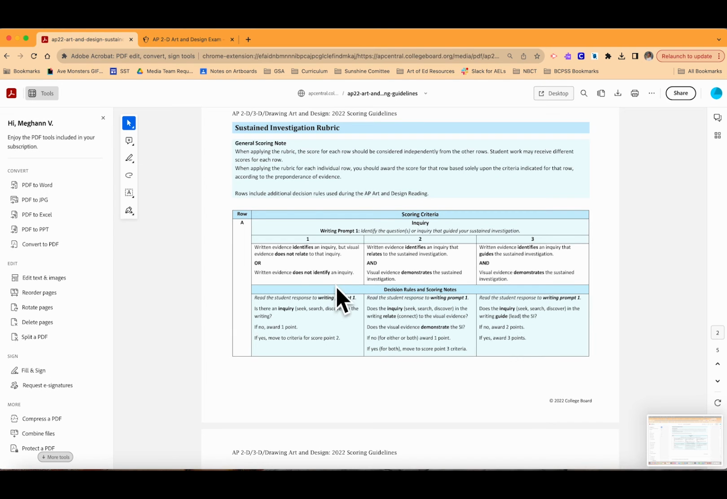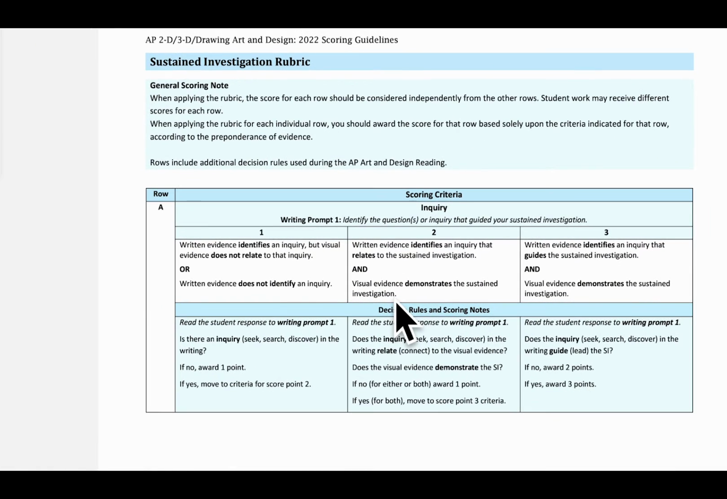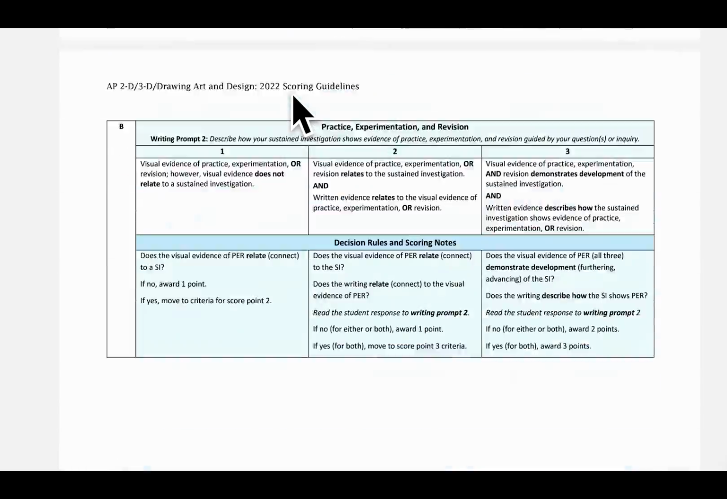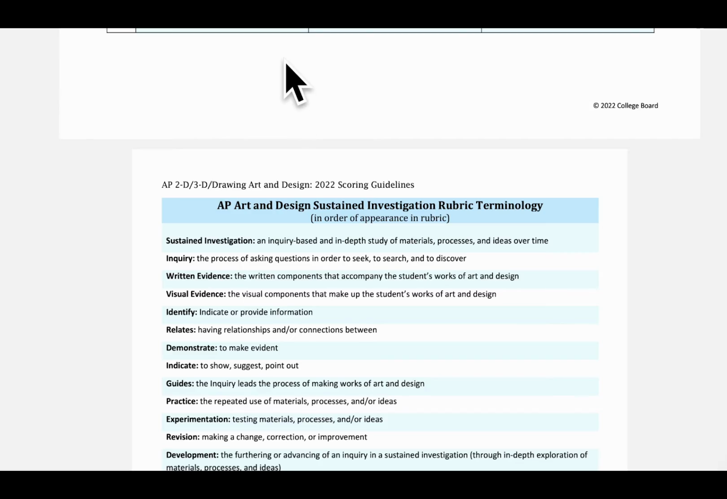So today we're going to talk about how they actually score your portfolio. As it turns out, they have a rubric, people. Are we surprised? No, because by now in school, you should have seen a lot of rubrics. So the judges who look over your portfolio are going to be looking at those two sections. Your sustained investigation comes first, and then after that, they're also going to be looking at your selected works.